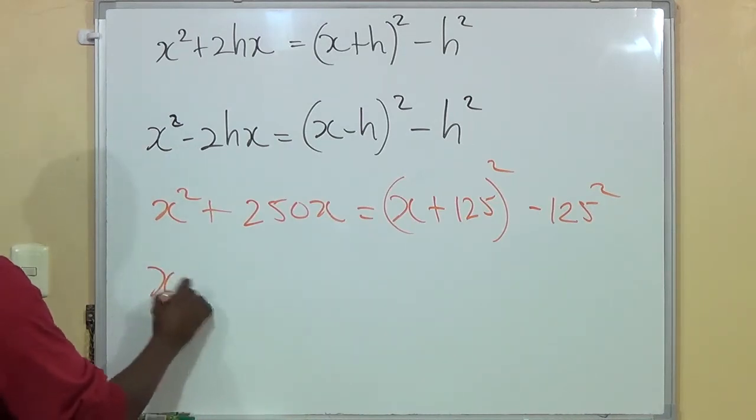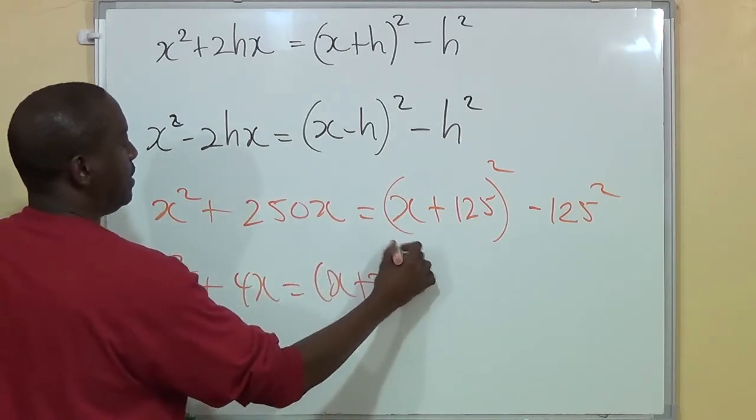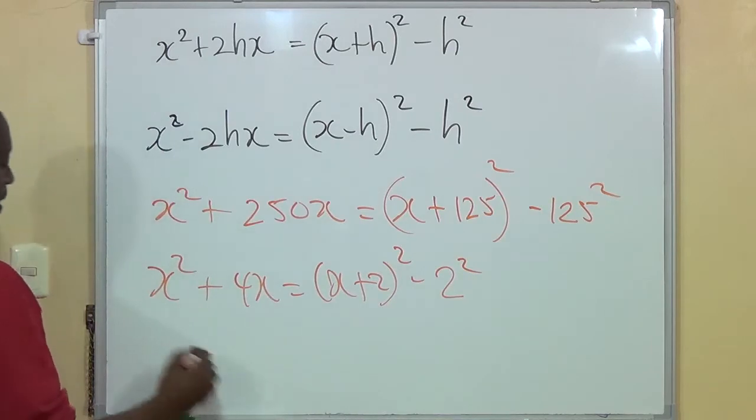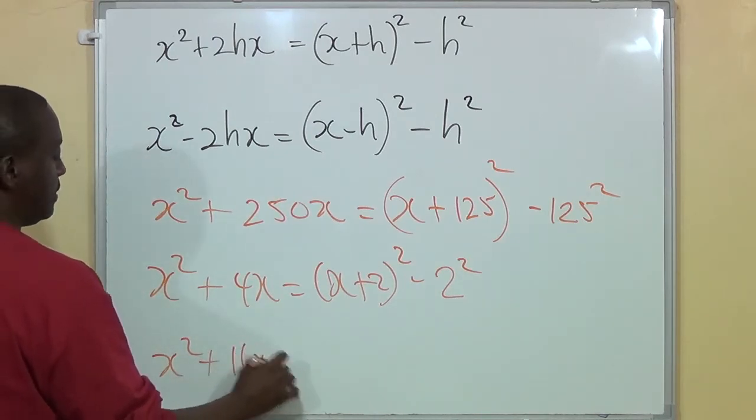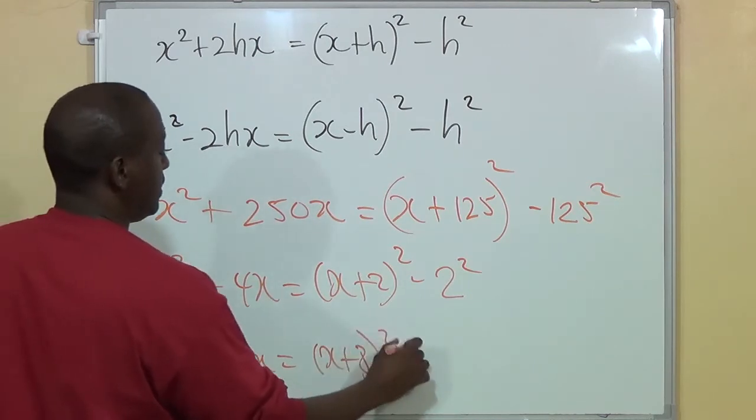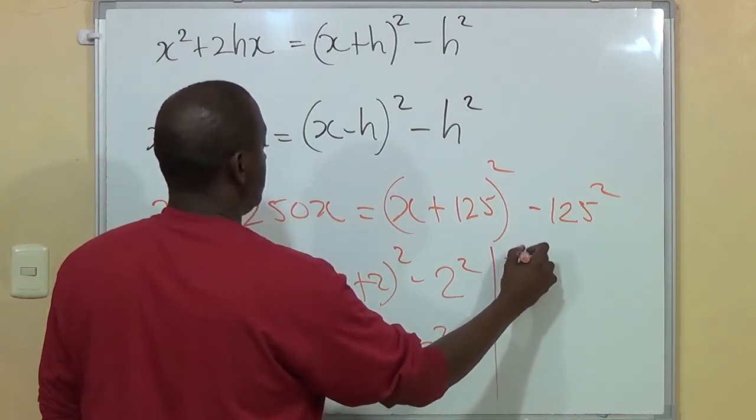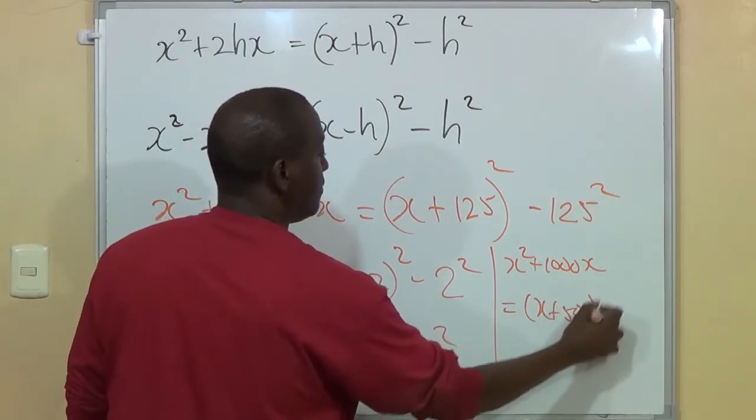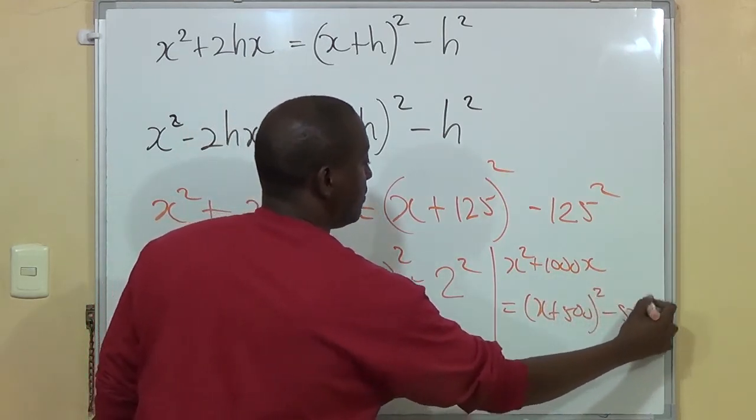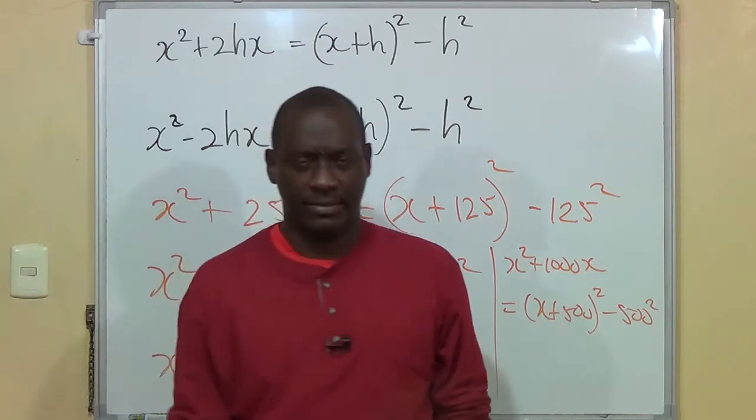I could say x squared plus 4x. That will simply be (x plus 2) squared minus 2 squared. I could say, let me give them a small number, x squared plus 16x is equal to (x plus 8) squared minus 8 squared. And if I say x squared plus 1000x, that would obviously be (x plus 500) squared minus 500 squared, etc., etc.